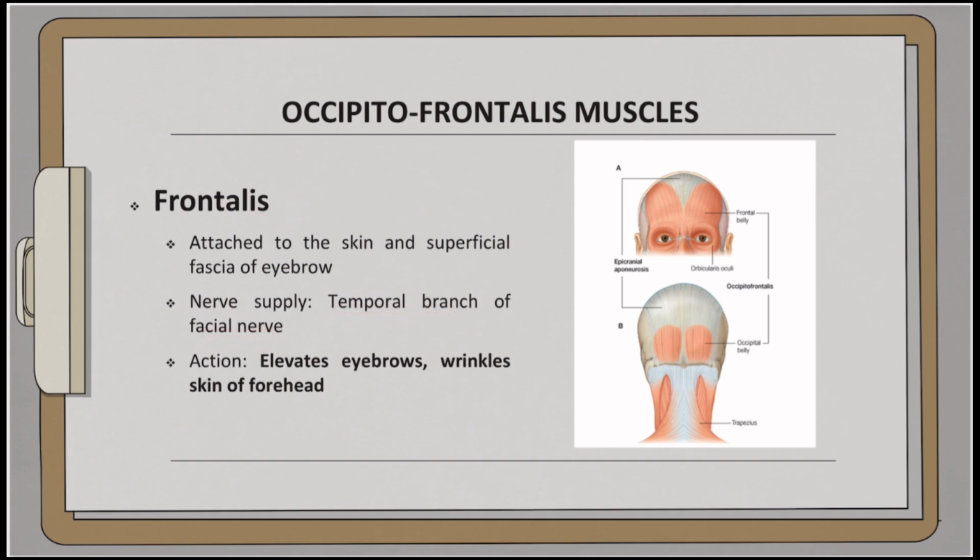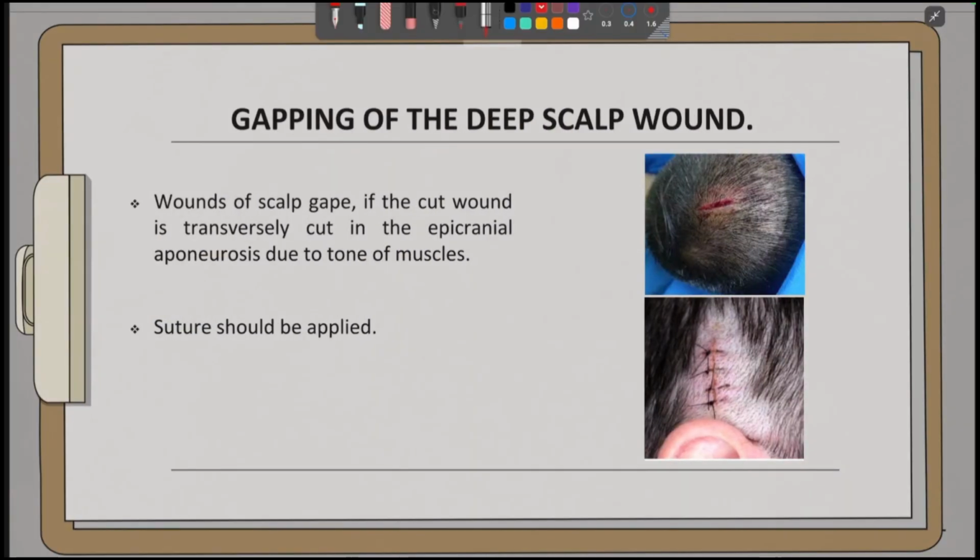And the function of this frontalis muscle is that when it contracts, it elevates the eyebrow and there is formation of the wrinkles in the forehead. So this horizontal wrinkle is present because of the contraction of this muscle. So in this third layer, the clinical anatomy is that there is a gaping of the wound if there is a deep cut in this layer. That is the third layer.